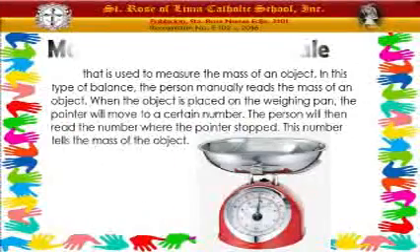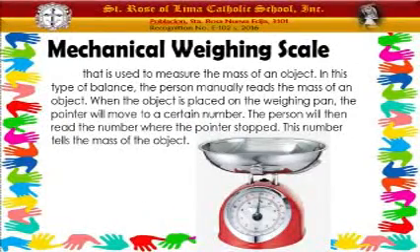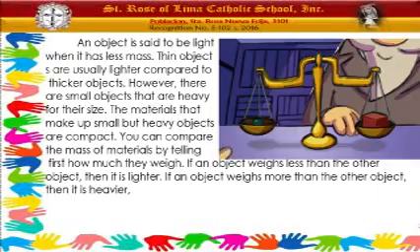And the last one is the mechanical weighing scale. Mechanical weighing scale is used to measure the mass of an object. In this type of balance, the person manually reads the mass of an object. When the object is placed on the weighing pan, the pointer will move to a certain number, and the person will then read the number where the pointer stops. So this number tells the mass of the object.